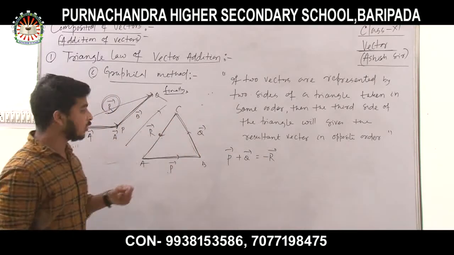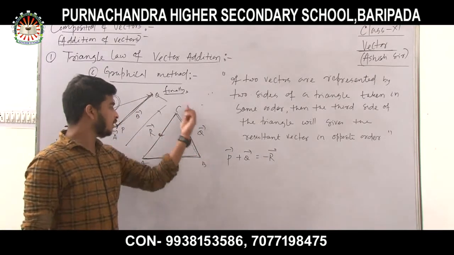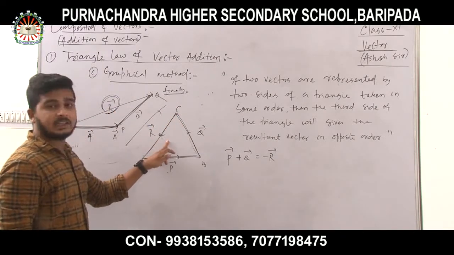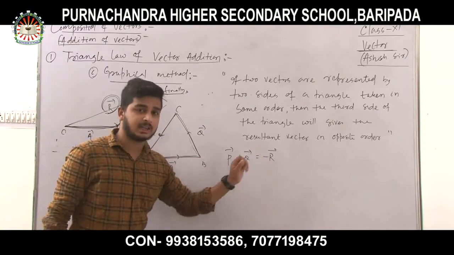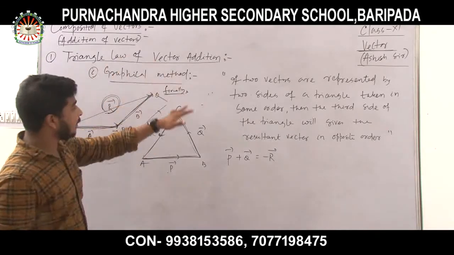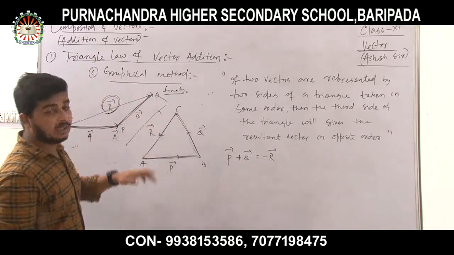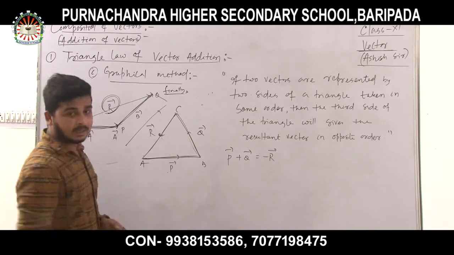Previously we have discussed the types of vector. So this is P, this is Q, and this is R. But R is in opposite order, so you can put it as a negative sign. So this is the process of the graphical method by which you can find the resultant vector.